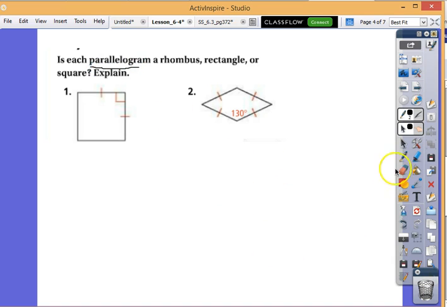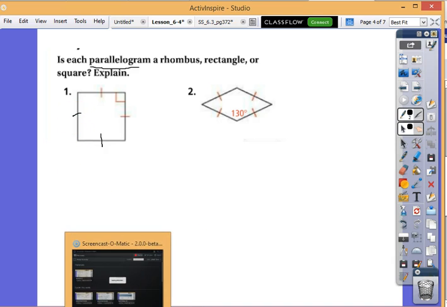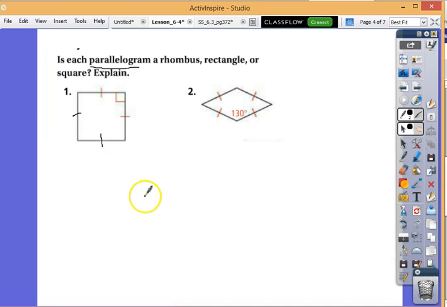So since it's a parallelogram, what do we know about opposite sides? So is it okay for me to put a 1 mark on this? In a parallelogram, what do we know about opposite angles? So is it okay for me to make this 90 degrees? What do we know about consecutive angles?